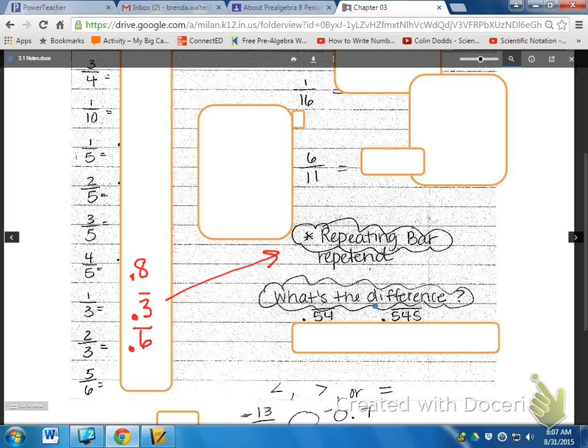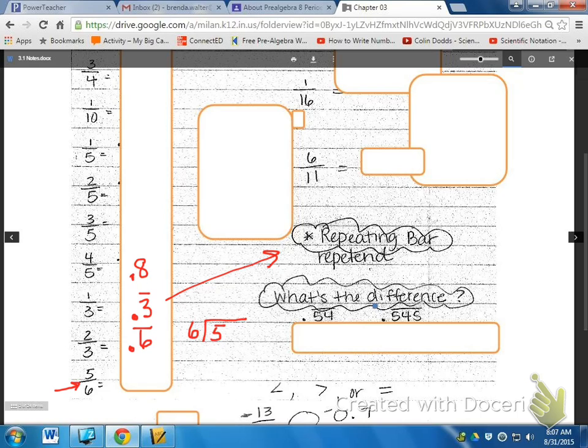Okay, 5/6. That one you may not know. Does anybody know it right off the top of your head? Okay, so this is a good time as any to show you how to find a decimal equivalent to a fraction if you don't know it. That bar right in between the 5 and 6 is a division bar, and it means 5 divided by 6. So that's what we're going to do. We're going to take 5 divided by 6.